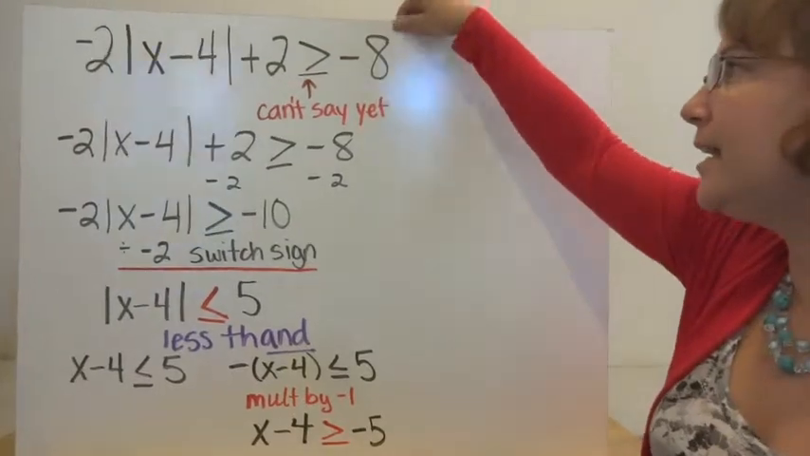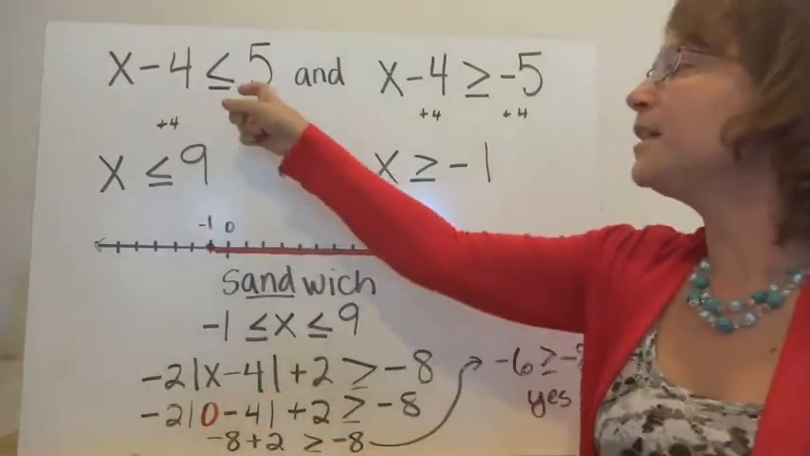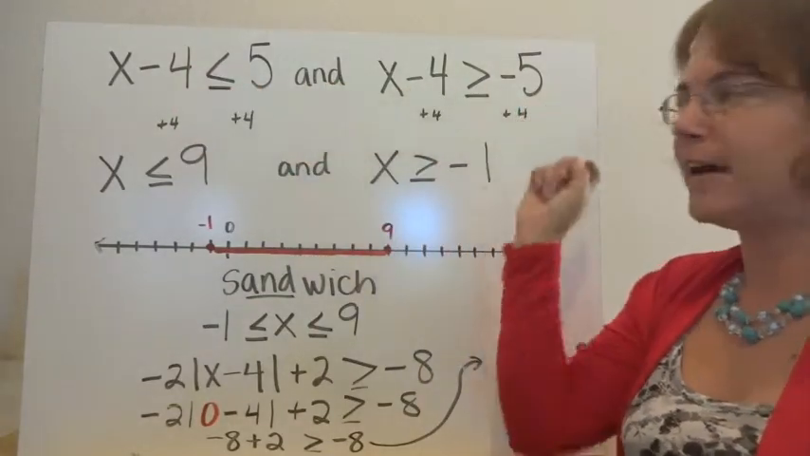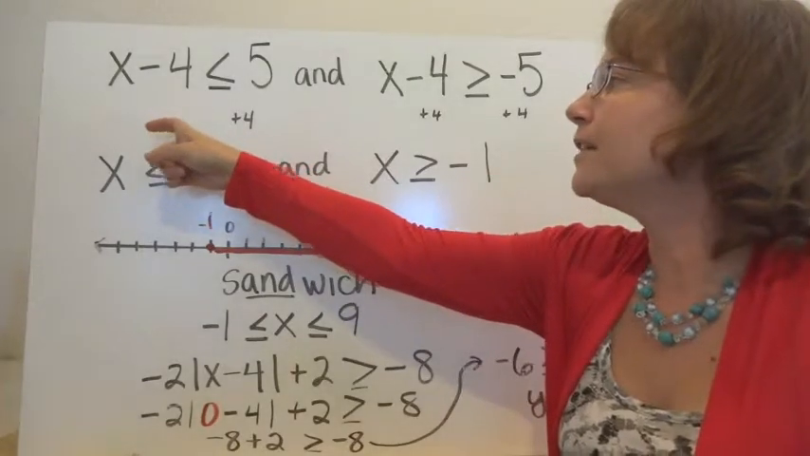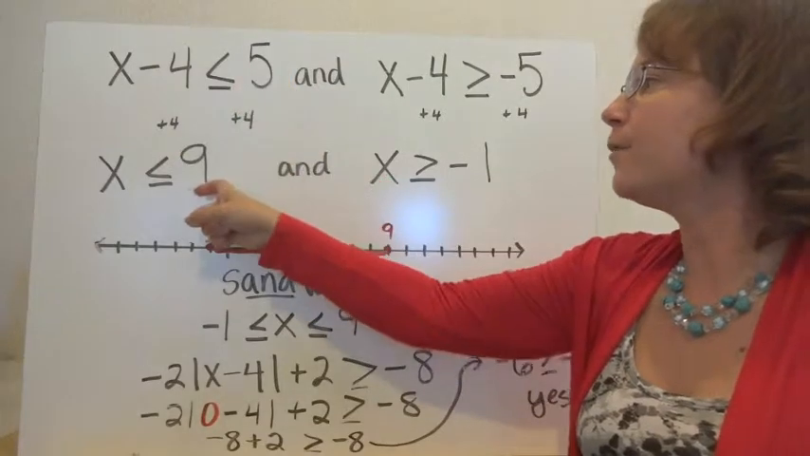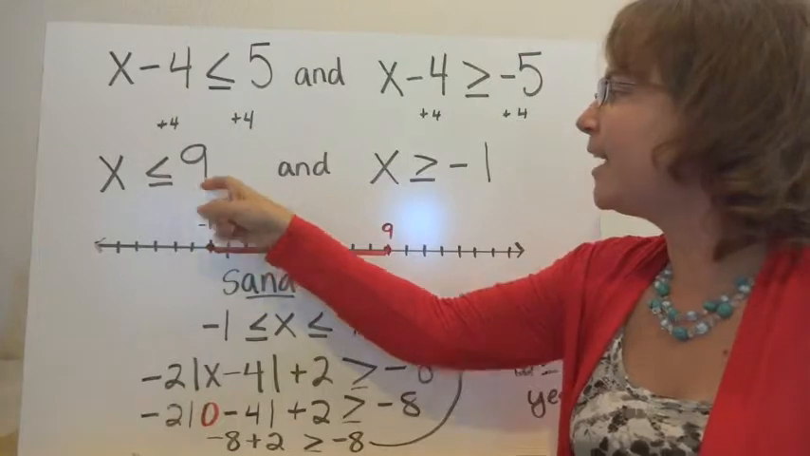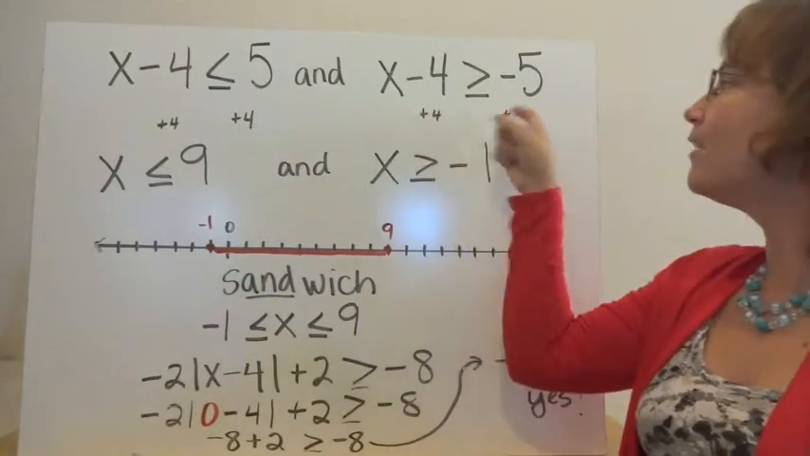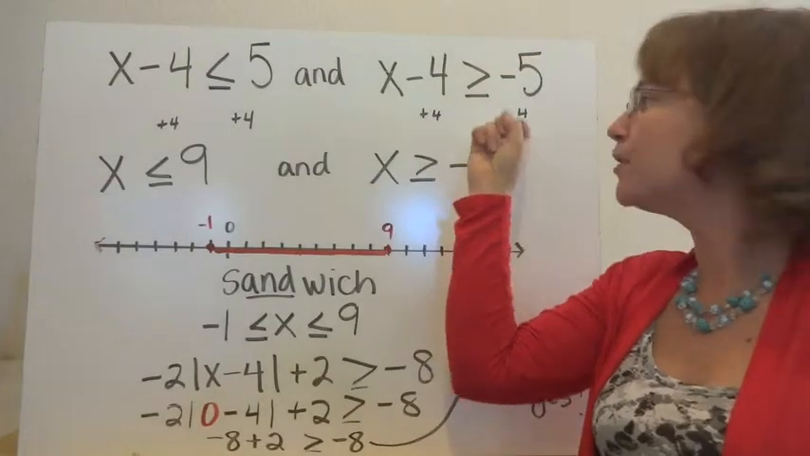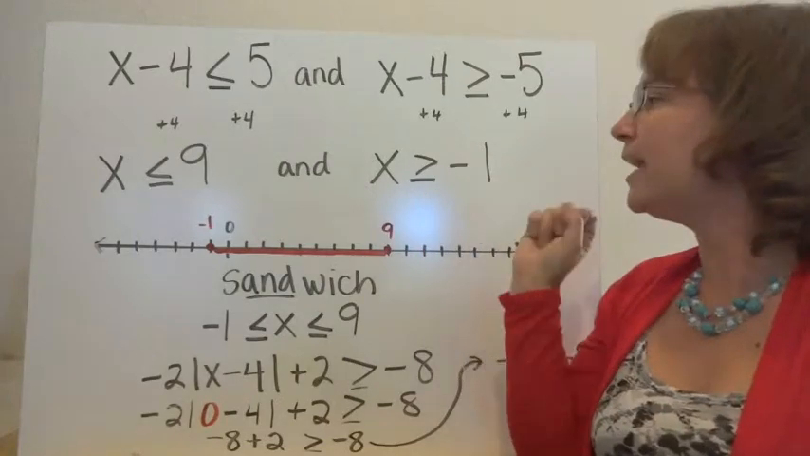And now we are ready to solve for the values of x. So I have x minus 4 is less than or equal to 5, and x minus 4 is greater than or equal to negative 5. I'm going to go ahead and solve these for x, add 4 to both sides. This makes a 0 right here, and I have a 5 plus 4, which is 9. So I have x is less than or equal to 9. And adding a 4 to both sides, I have a 0 right here, and I have a negative 5 plus 4, which just gives me a negative 1. And I have x is greater than or equal to negative 1.